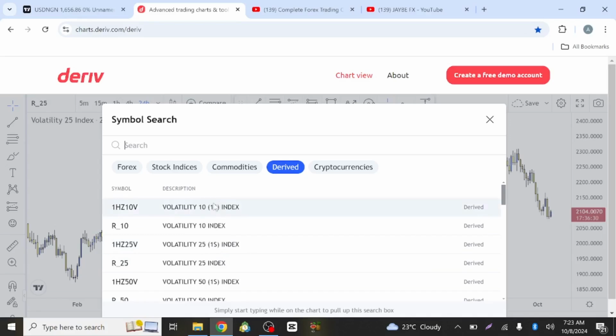Now you might ask, if you are a beginner, what is the difference between volatility 10S and volatility 10? Volatility 25S and volatility 25. Volatility 10 is a different pair, while volatility 10S is a different pair. How do you know the difference? Volatility 10 doesn't have a bracket 1S. Anytime you see a bracket, like bracket 1S, it means that is the S on the currency you are trading.